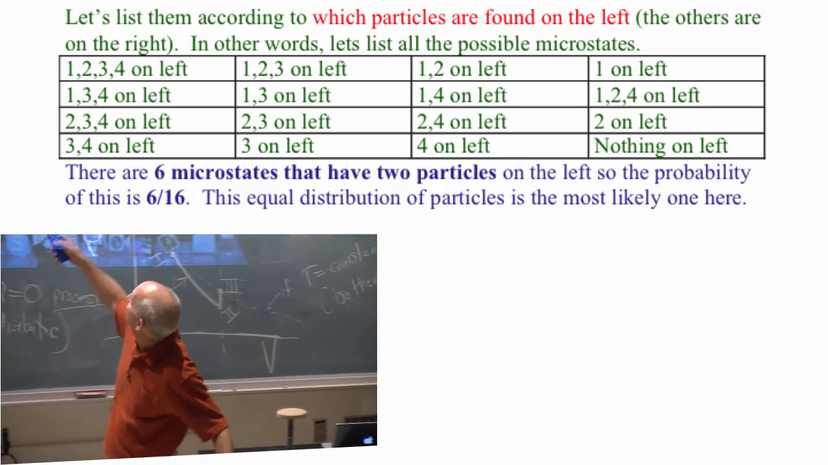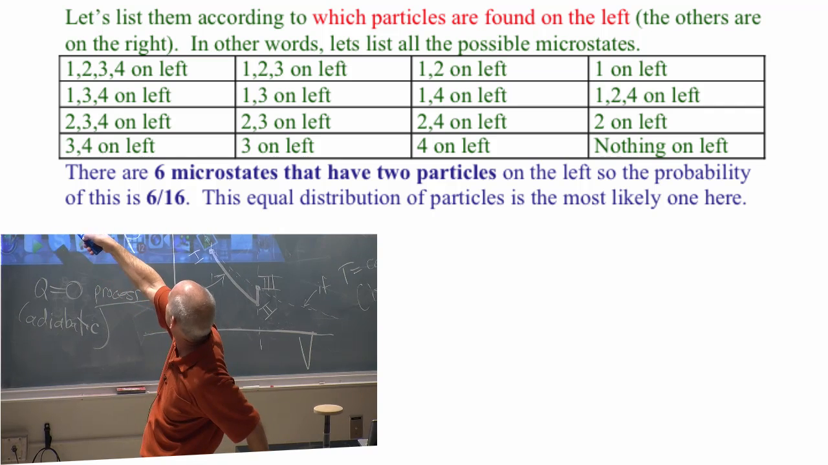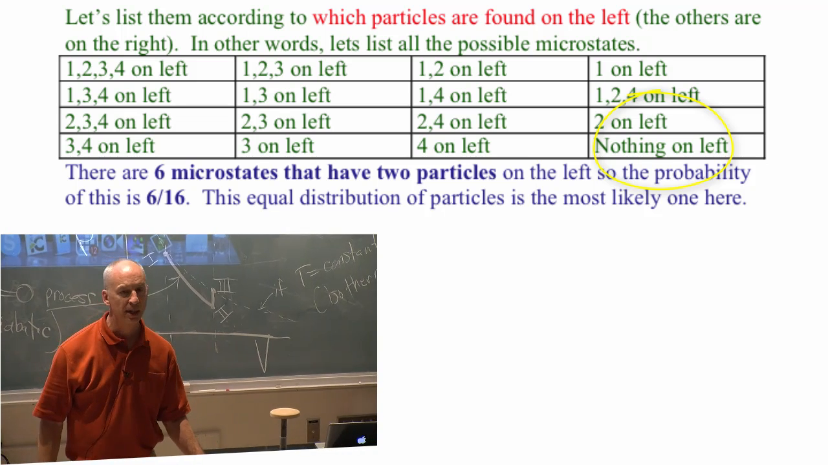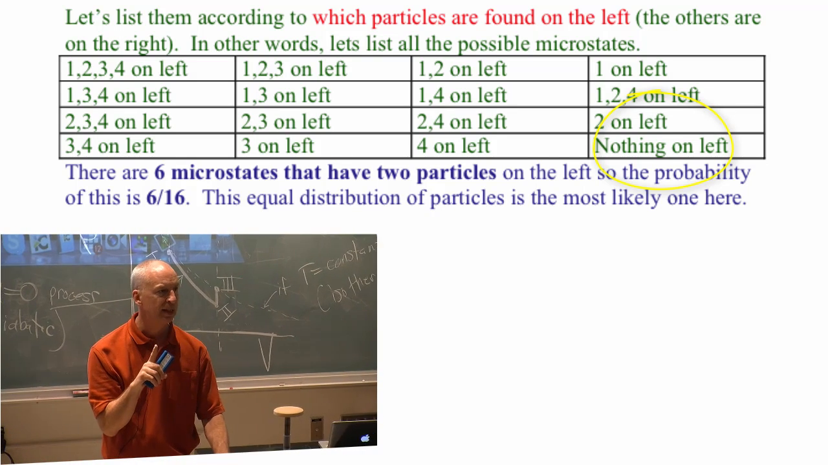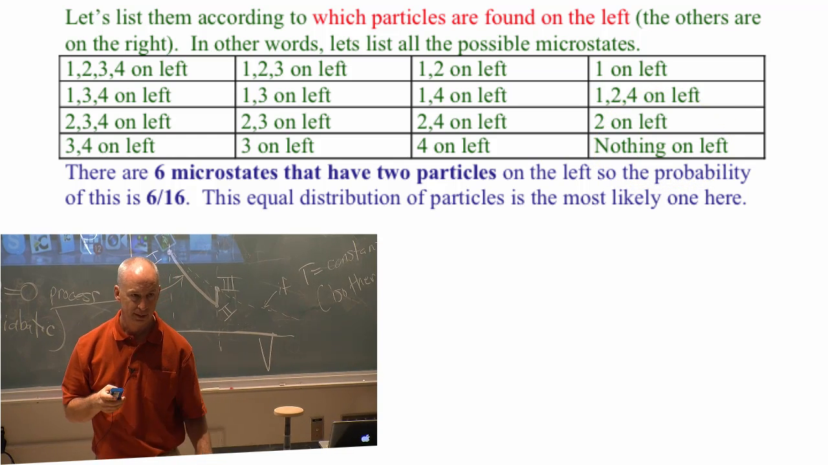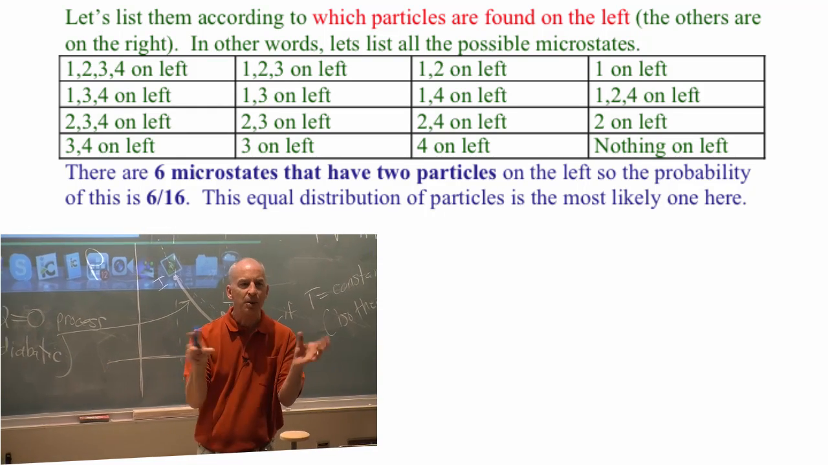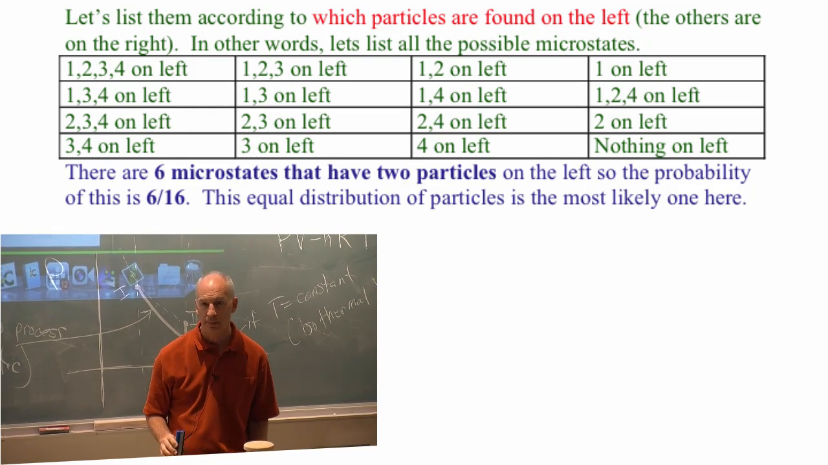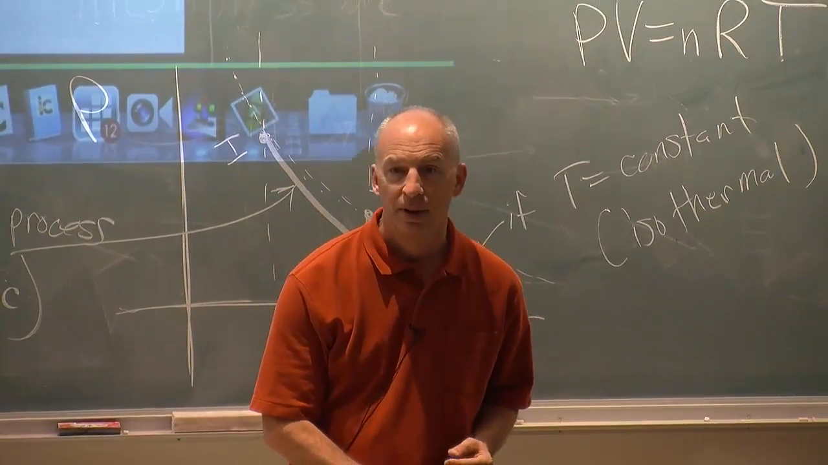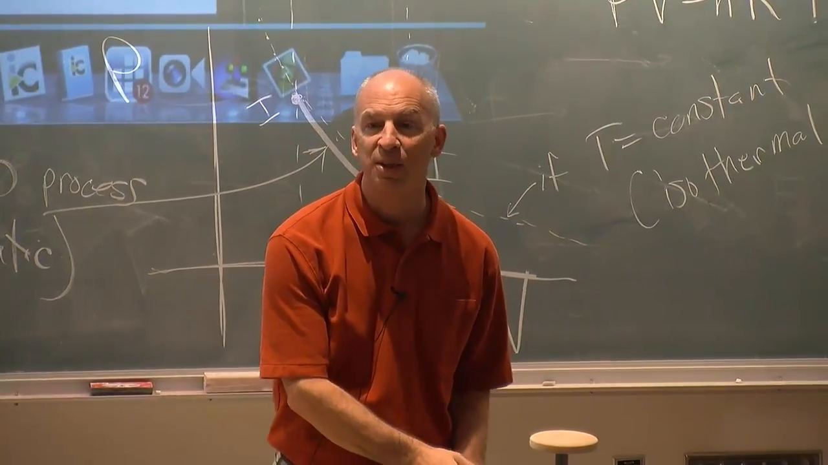even though there's some possibility that all the particles here will be on the right, in fact, if there's nothing on the left, then all the particles are on the right. There's one microstate that does that. So the probability of that is 1/16. That's only 1/6 the probability that they're equally distributed. So you're going to see that some of the time. When you get more and more particles, the probability of these weird ones gets really, really small.